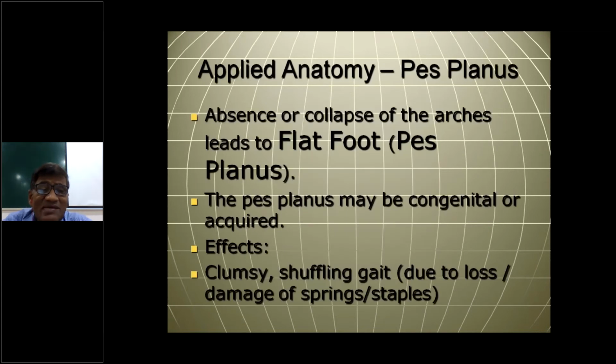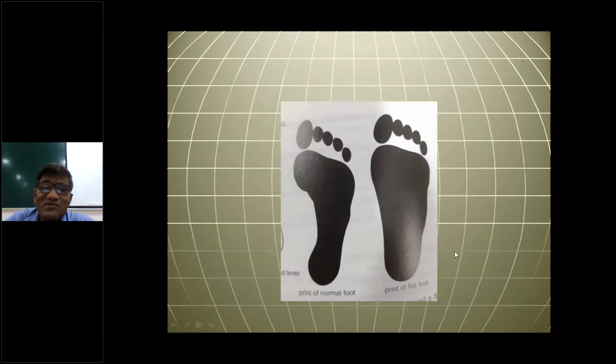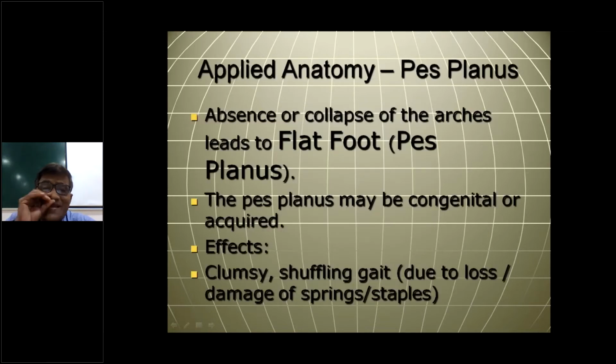If it happens, the middle longitudinal arch particularly becomes flat, the foot becomes flat. Look at the shape. Look at the normal foot and look at the flat foot. Flat foot or pes planus. Pes planus may be congenital sometimes or acquired due to any injury. Now, what can be the effects?